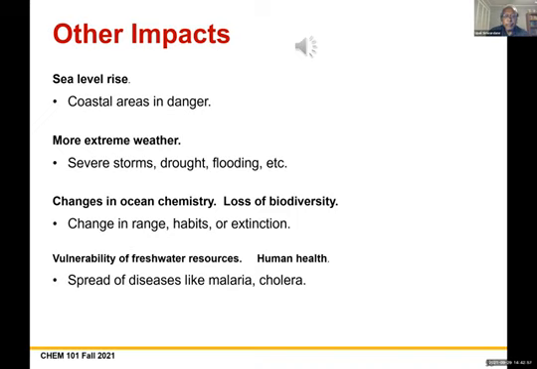Vulnerability of freshwater resources. We can get spread of diseases like malaria, cholera, because the flooding contaminates our water with pathogens.